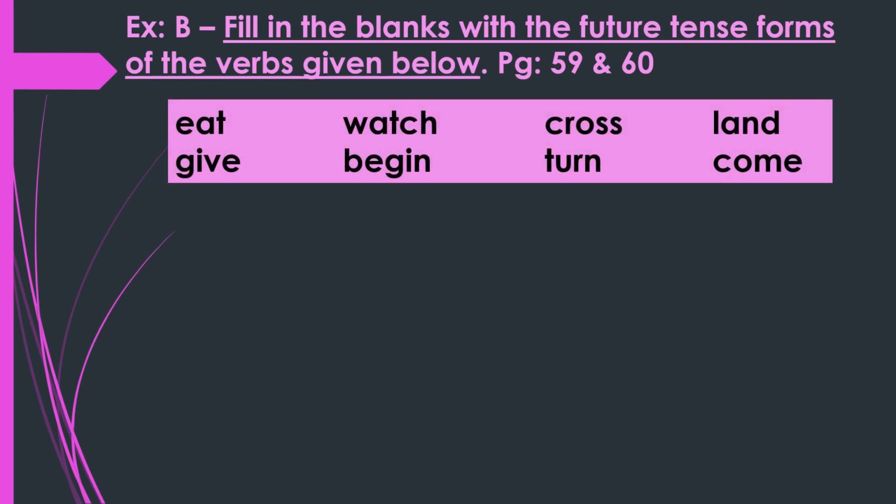The verbs given to us in the help box are eat, watch, cross, land, give, begin, turn, and come. So we have to use these 8 verbs in the given 8 sentences and we have to write the future tense forms of these verbs. So let us go ahead and do the exercise.